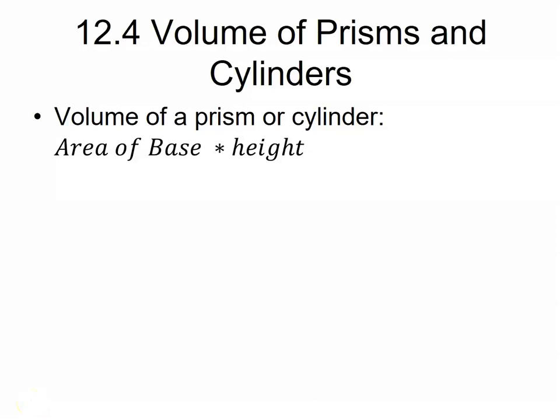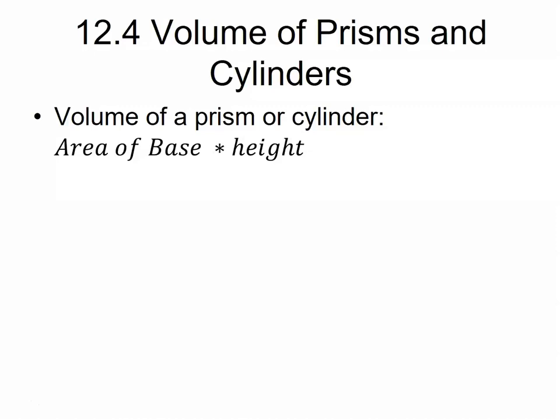All right, so we looked at surface area in the last two sections. Now we're going to focus on volume. Just like we did with the surface area, though, we're going to start with prisms and cylinders, and then we'll move on to cones and pyramids.